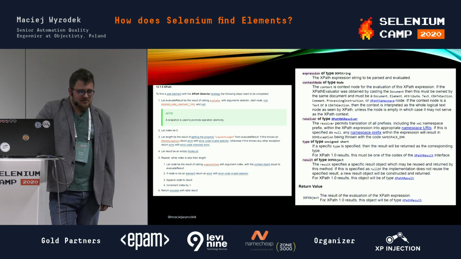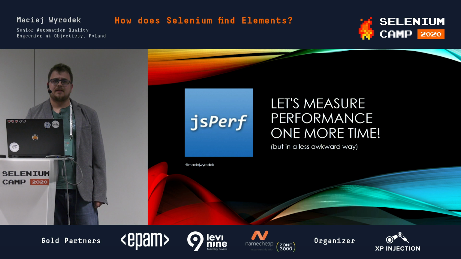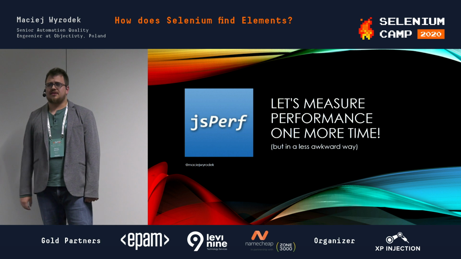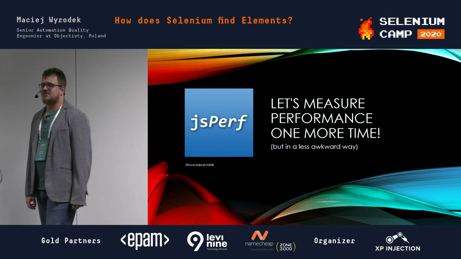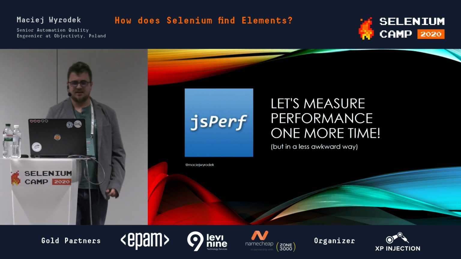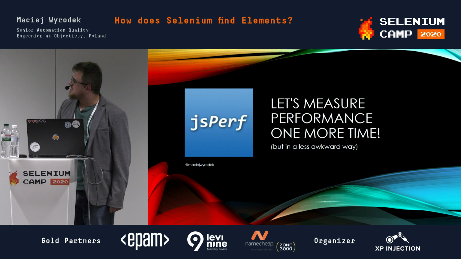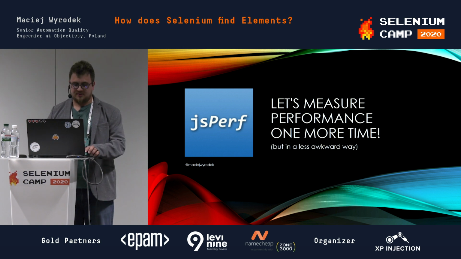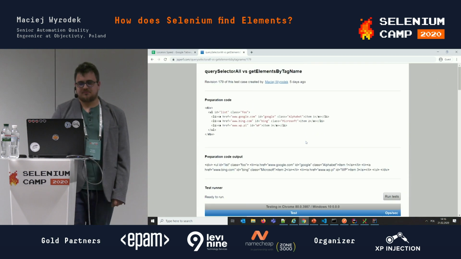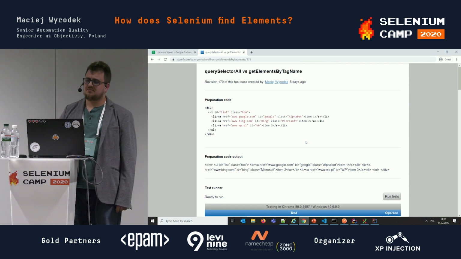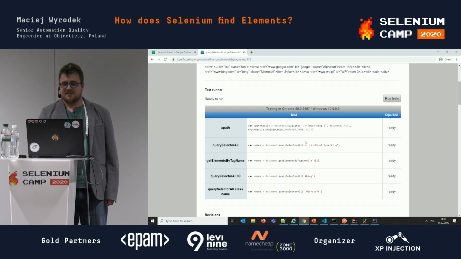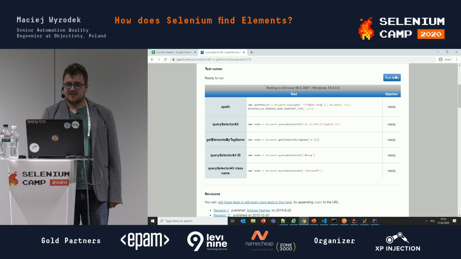OK, so now knowing this all, can we do something better than I've done at the beginning of my slides? Can we check the performance of the different locators without all the additional stuff? There is a nice site called jsPerf, which allows us to do exactly that. Basically, it measures operations. So I found that someone was doing some comparison between query selector all and get element by tag name.